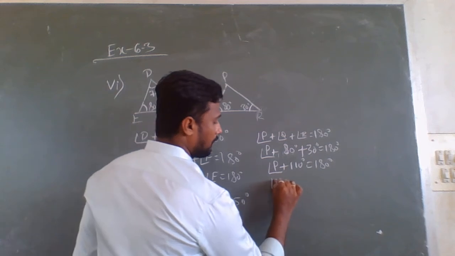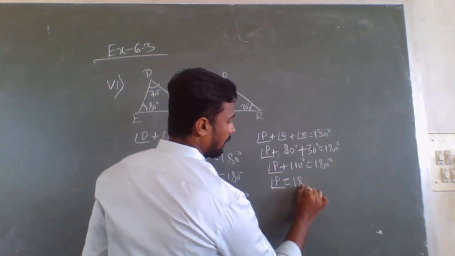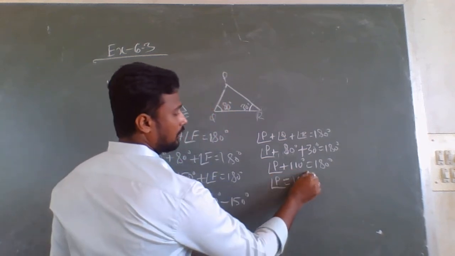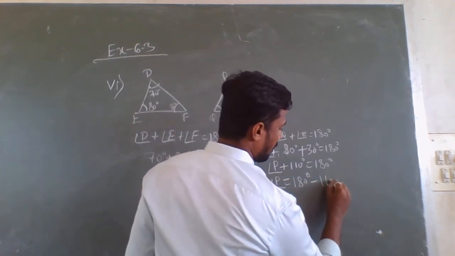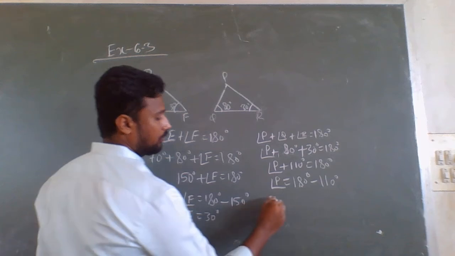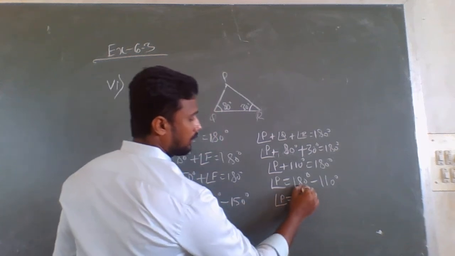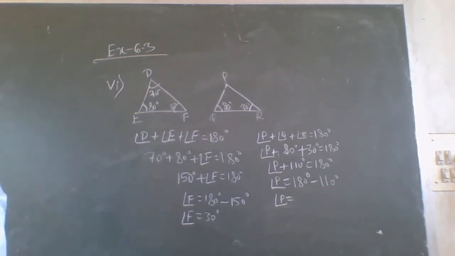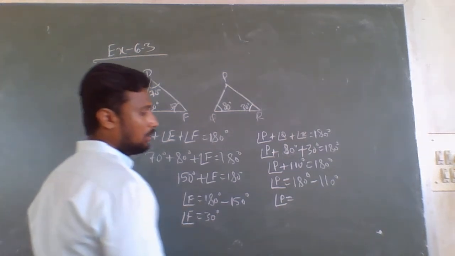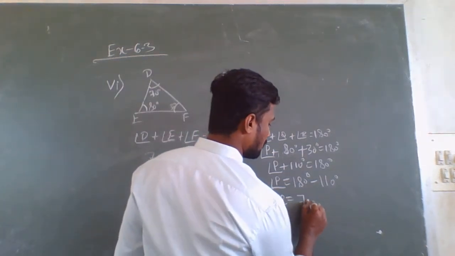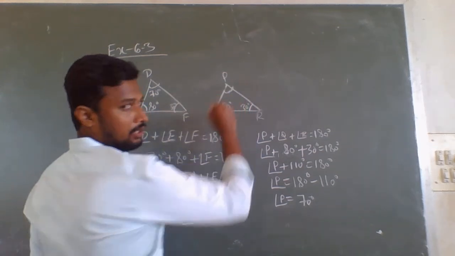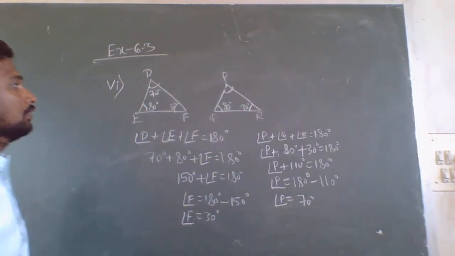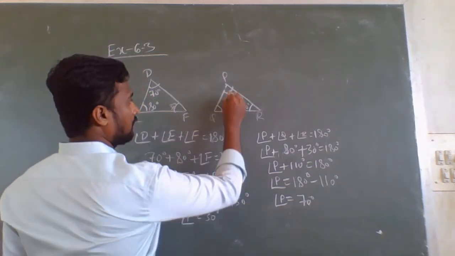Now angle P is equal to 180 degree. I will move this 110 degree to the other side. Therefore 180 degree minus 110 degree. Therefore, angle P is equal to 180 minus 110 degree, which means how much? 180 minus 110 means 70. Therefore, angle P is 70 degree.